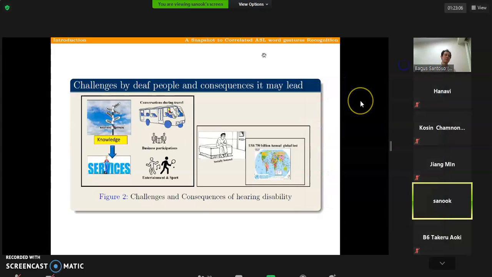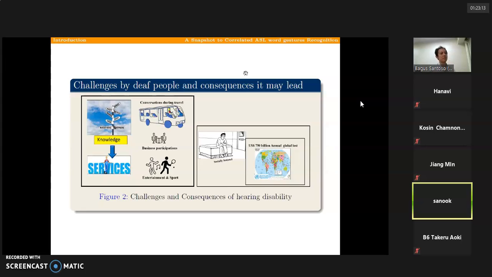So what brings this issue of making a contribution, the technology to develop a system for sign language? Because sign language is a communication language used by deaf persons, and deaf persons are human like us.